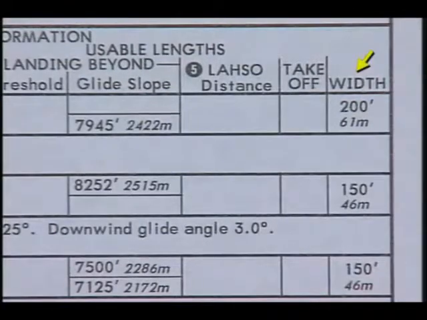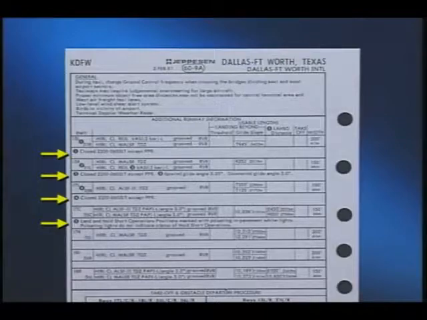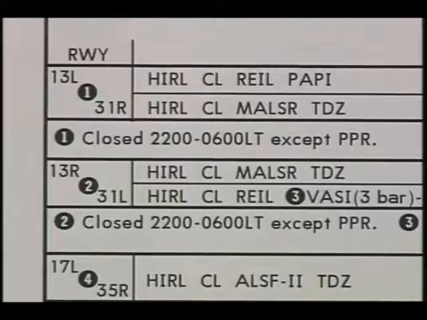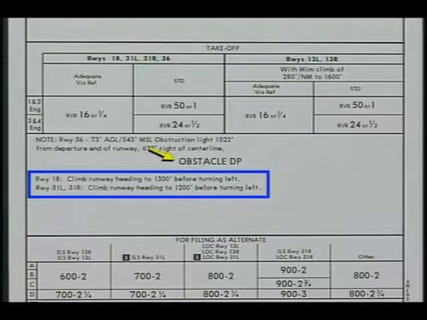The last column shows the width of the runways. The bottom portion of this section identifies special runway information if applicable. This information is noted by ball flags in the runway column. The last section of the airport chart shows the takeoff and alternate minimums. Obstacle departure procedures are specified if applicable. The specific departure procedure for each runway is contained in a textual format.